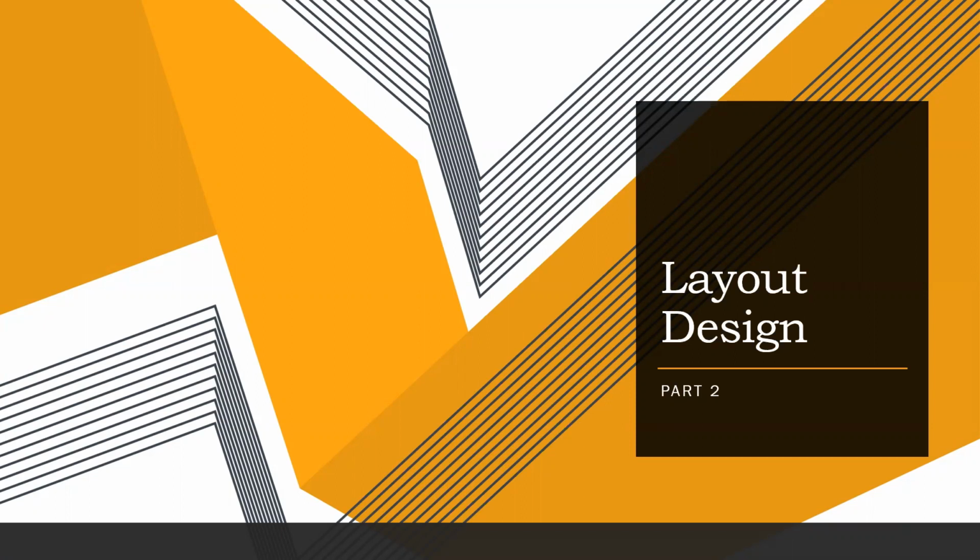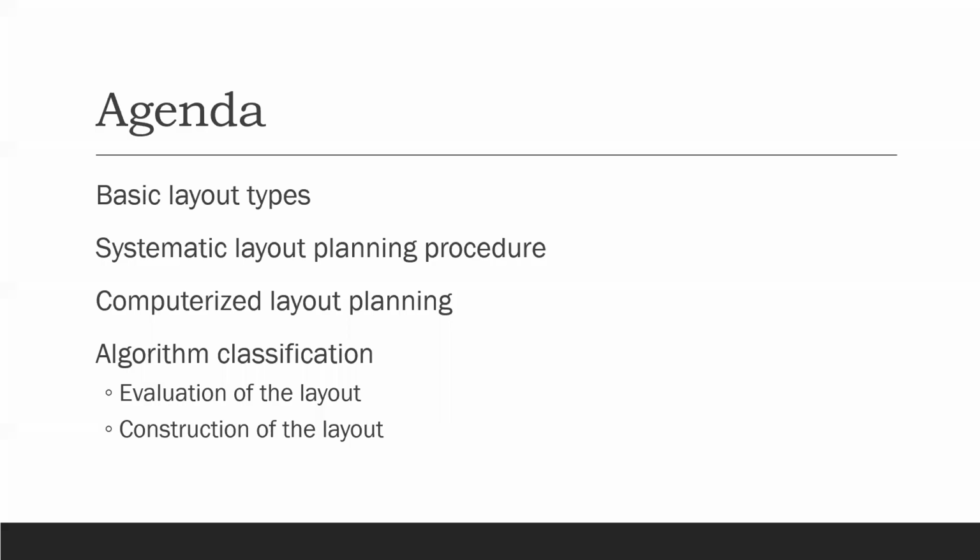And then trying to minimize the number of non-adjacencies or non-adjacent departments. But this time, gagawa tayo ng algorithm para dito. Okay? But before that, kailangan muna natin ma-understand, again, just to have a review, yung basic layout types, yung SLP natin or systematic layout planning or tinatawag din nating Wooder's grid. And then introduce natin yung computerized layout planning. And then how will we evaluate the layout and construct the layout as part of what algorithm will we choose.